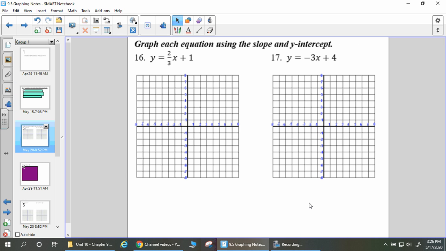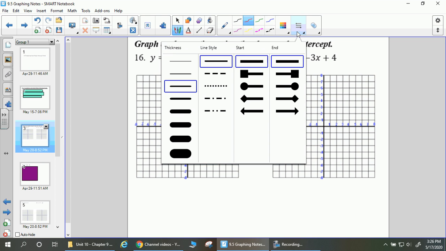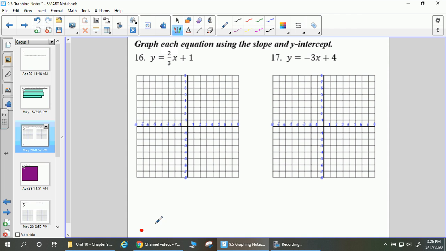So the first one is actually number 16, says y equals 2/3 x plus 1. So the first thing that it said to do was to graph the y-intercept on the y-axis. So remember, your y-intercept is this value at the end. So my value here is a plus 1. So remember, your y-axis is the axis going up and down. So on that y-axis, you just want to put a point at positive 1.